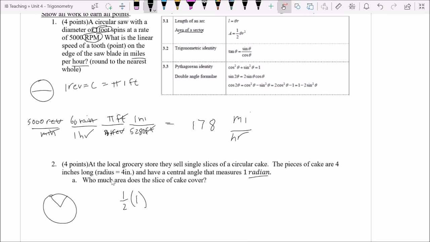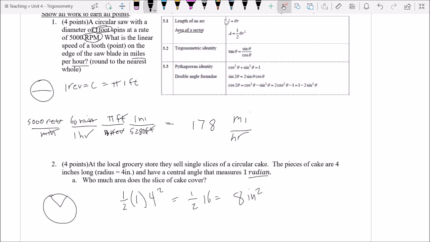Did we see the radius? Oh, that was even given. Radius is 4. So 4 squared. 4 squared is 16, so that's 1/2 of 16, which is 8. It's good if we include units. Since it's area, it's going to be a square unit, and since inches was the radius, it's inches squared.